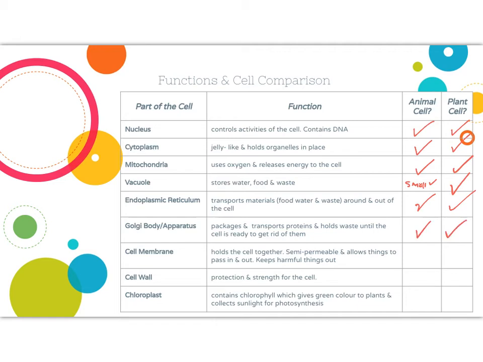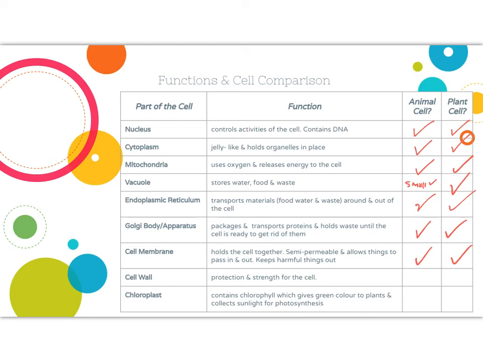The cell membrane holds the cell together. It's semi-permeable, meaning it allows things to pass in and out, but it is selective. It keeps harmful things out. The cell membrane keeps the cytoplasm together. Without it, the cytoplasm, like cells would just be like jello and mold together. Okay, so cell membrane differentiates one cell from another. The animal and plant cell have cell membranes.